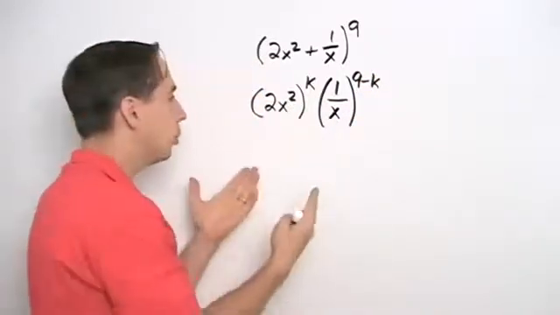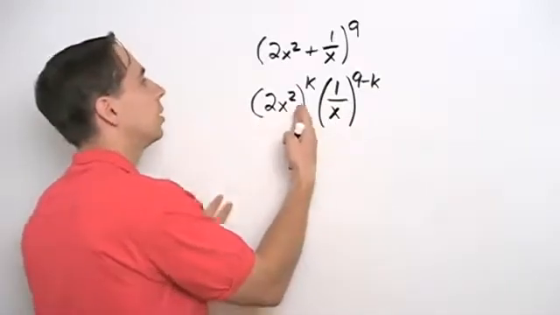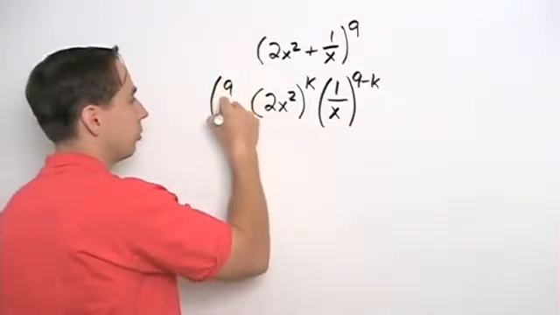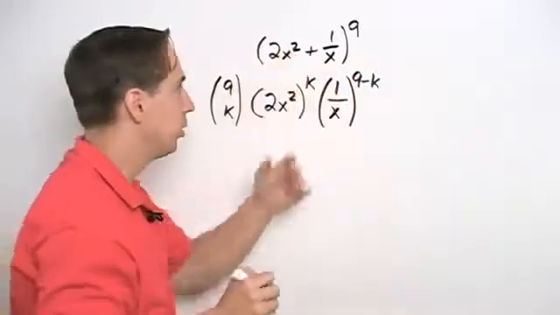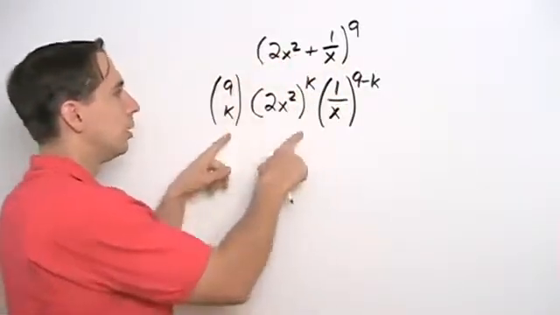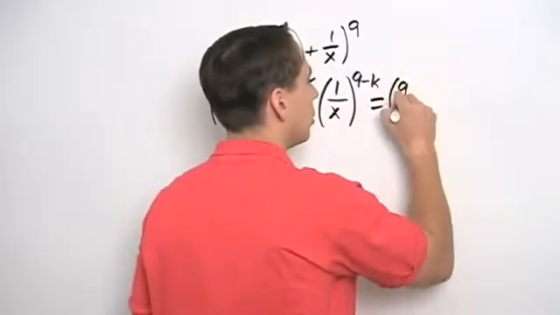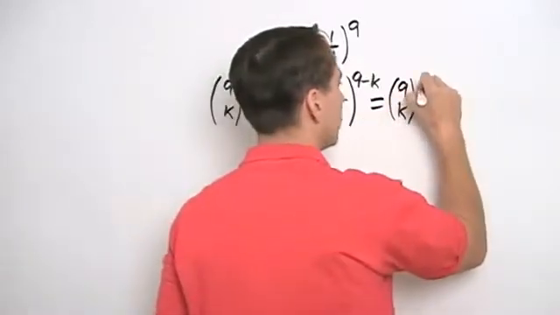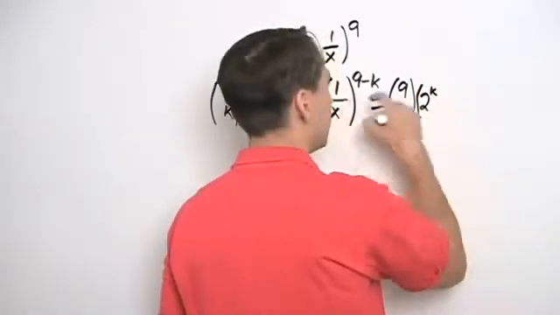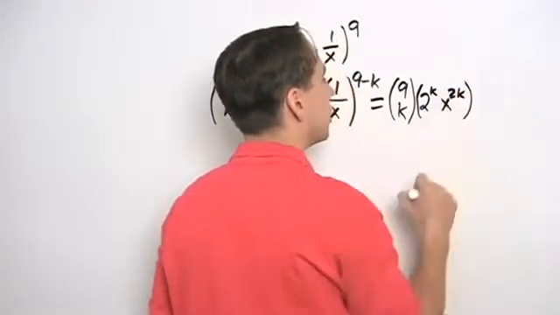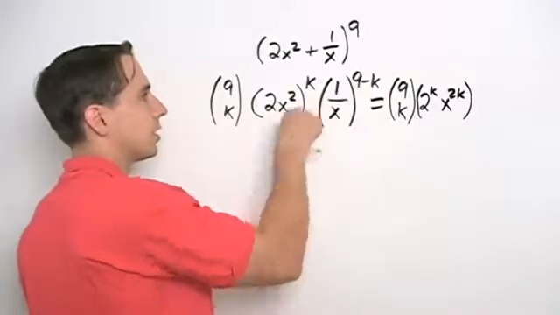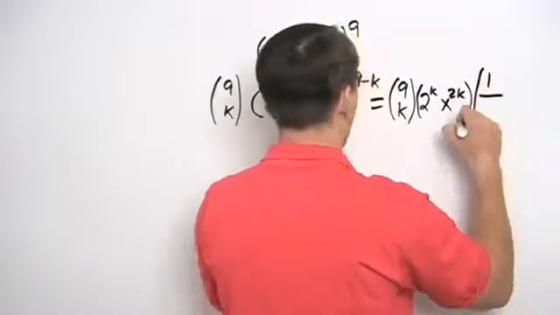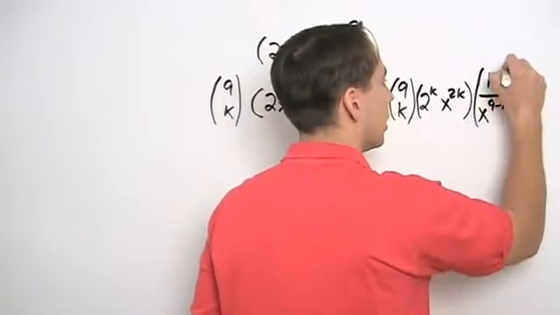And how many ways can we do this? How many ways can we choose 2x squared from k of the 9 binomials? Well, that's just 9 choose k, because there are 9 choose k ways to choose which of the 9 binomials give us the 2x squared. And then (2x squared) to the k is 2 to the k times x to the 2k, and then we raise 1 over x to the 9 minus k, while the 1 is still just 1, but the x is now x to the 9 minus k.